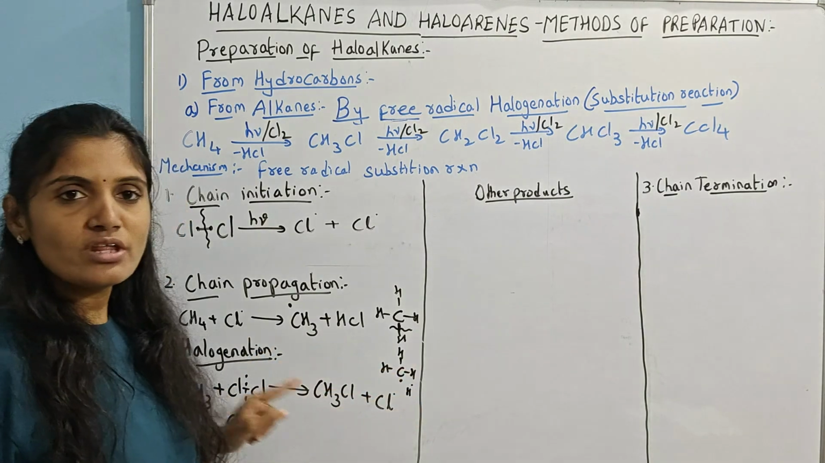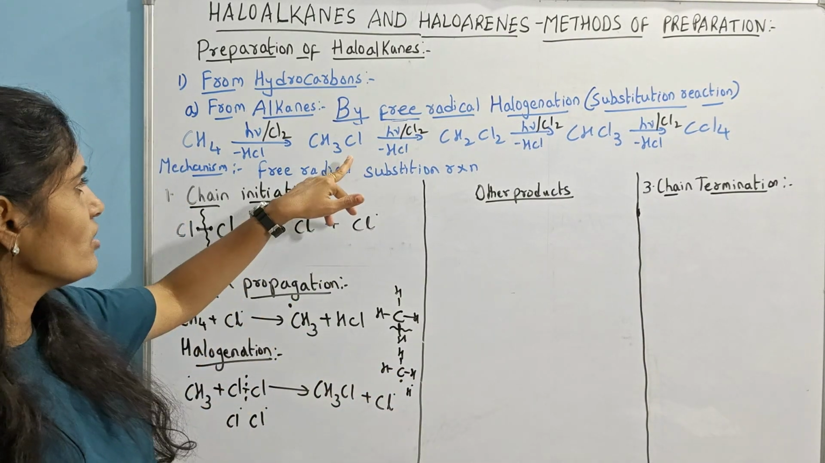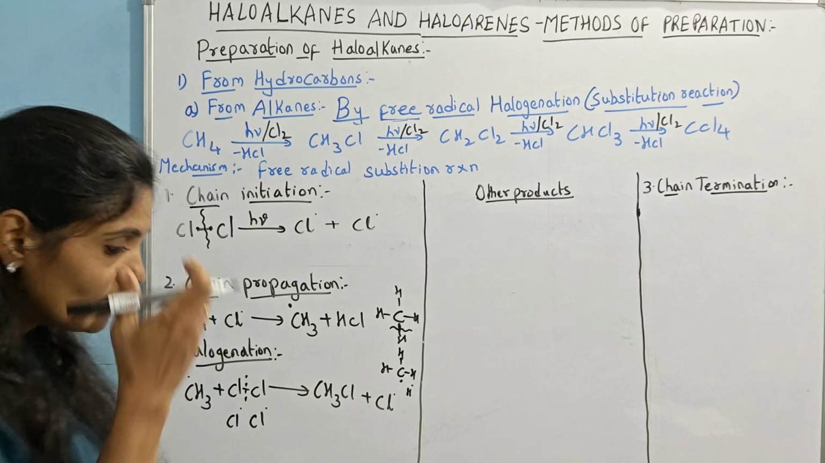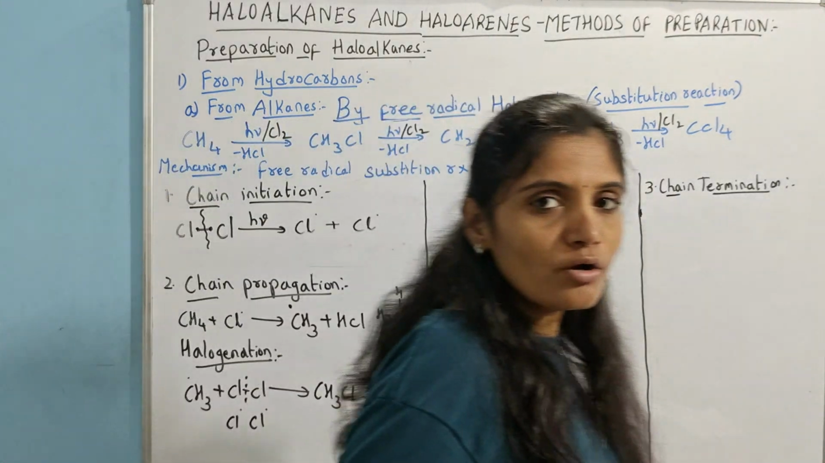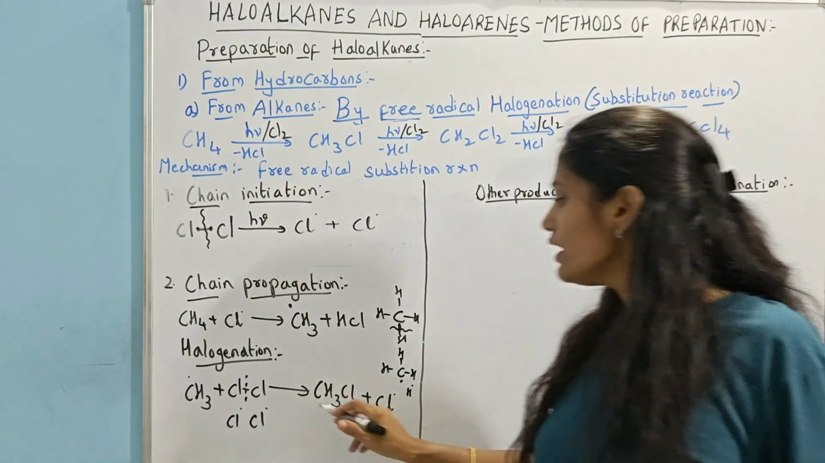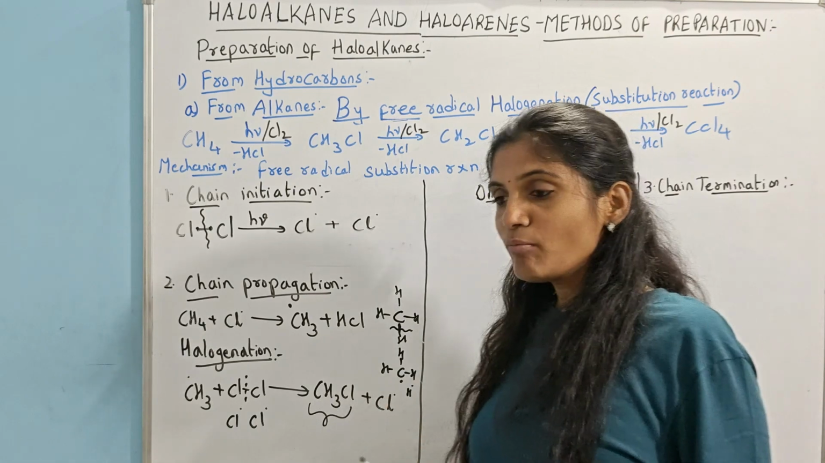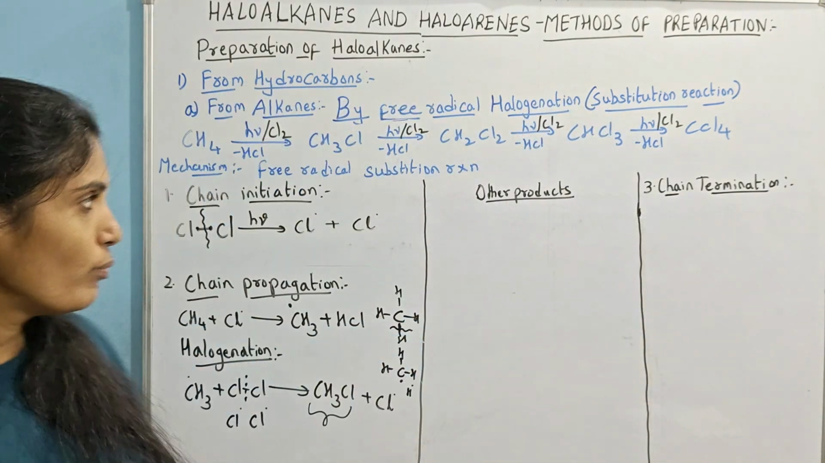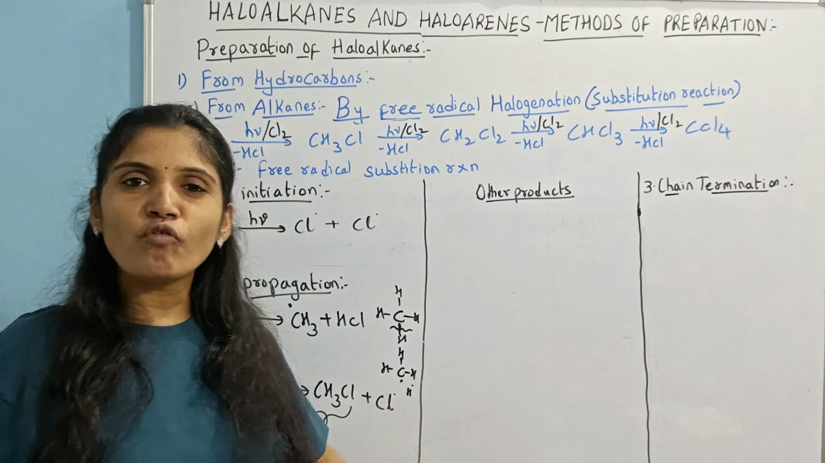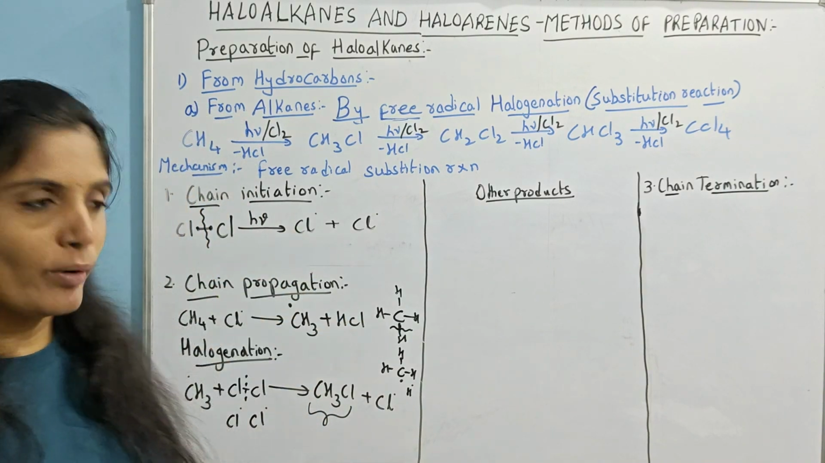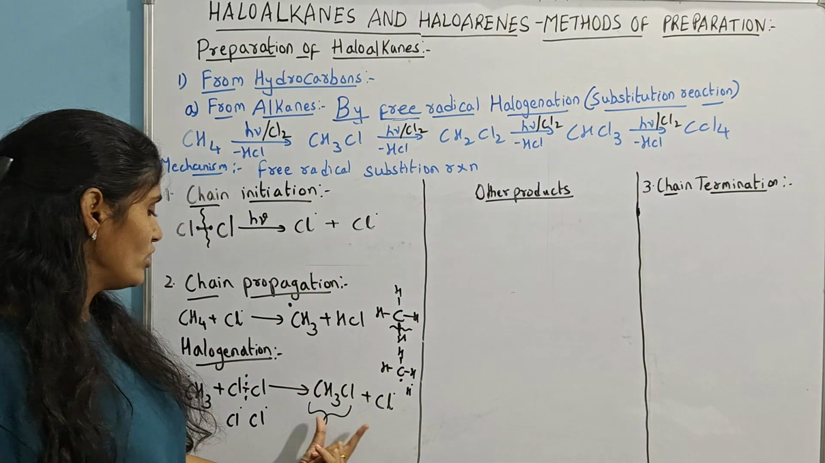Now this is my halogenation reaction. This is the reaction till here. But because this is an uncontrollable process, will I get only this product? No. Apart from chloromethane, I'll get many other products. Now, how will the other products form? We will see. The chain will keep on propagating. How does the chain propagate?